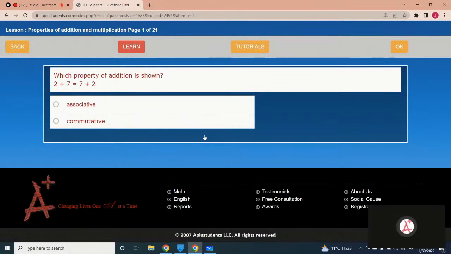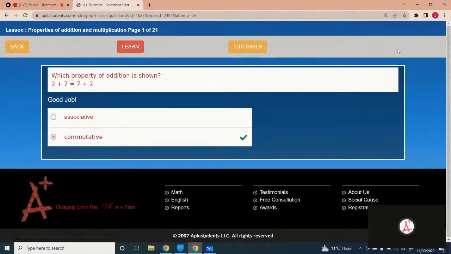Okay, which property of addition is shown? Is it associative or commutative? 2 plus 7 equals 7 plus 2. Which property is it? It is the commutative property. Two numbers are involved here on both sides. Just the order of writing the numbers is different. When you add both sides, 2 plus 7 is 9 and 7 plus 2 is 9. Got it? So whenever two numbers are involved, the property is the commutative property. Got it? So just select the correct option and click on the OK button.